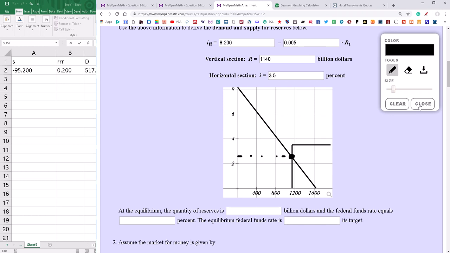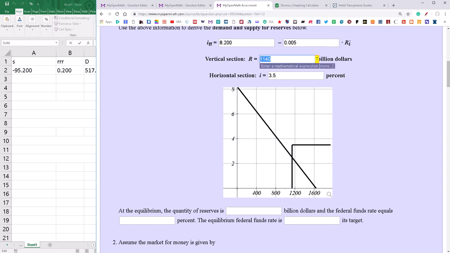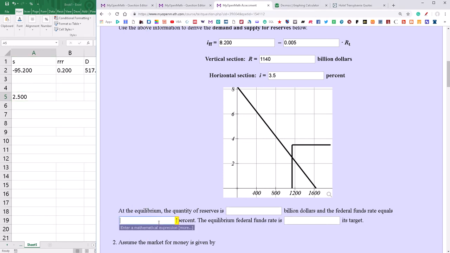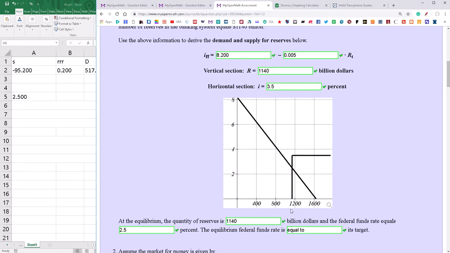Let's close this out. We find it by plugging this value into here. So we're going to plug this value into there. So, equal 8.2 minus 0.005 times the 1140. So the federal funds rate is equal to 2.5 in equilibrium. It's equal to its target. The quantity of reserves is $1,140 billion. So we'll hit enter and we'll get all that stuff correct.